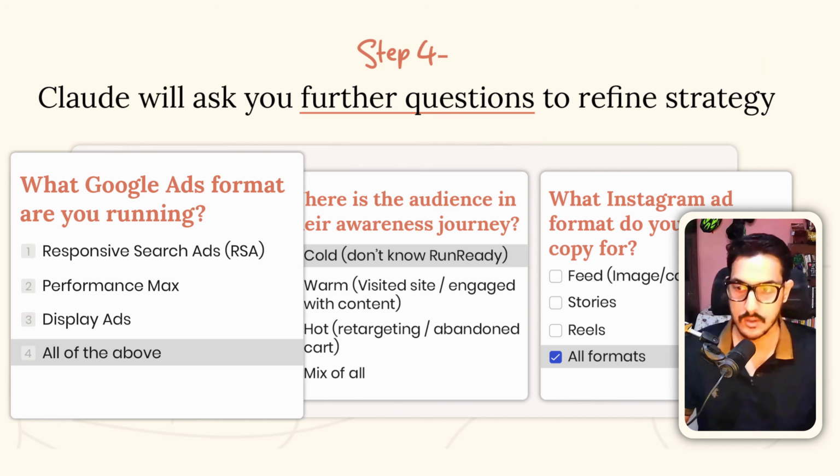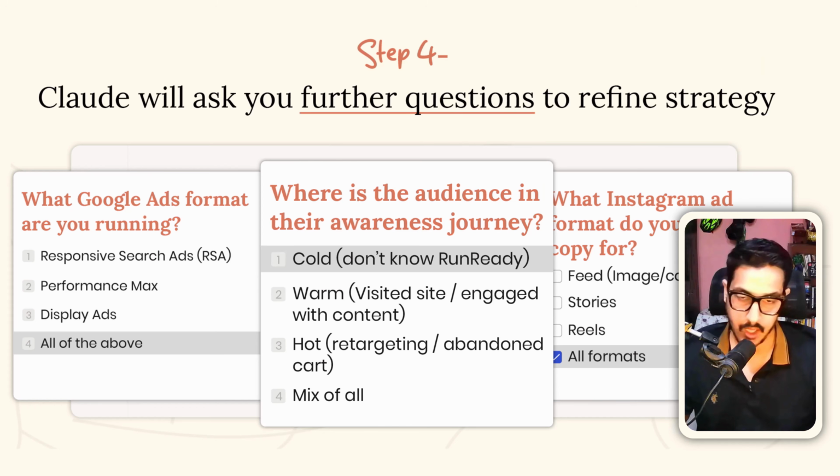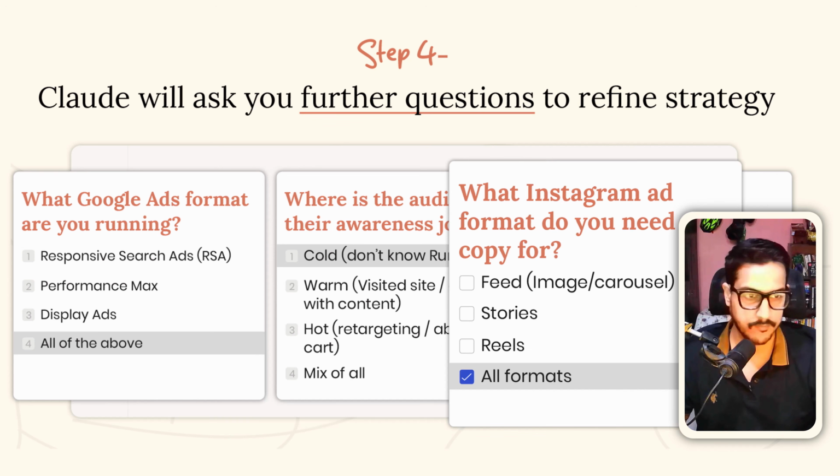What Google ads format are you running? Display, search, YouTube? What is the audience? Where is the audience in their journey? Are they cold audience? They don't know anything about your brand. Are they warm? Are they hot? All of that. Which Instagram format do you need? Reels, carousels, posts, all of that.